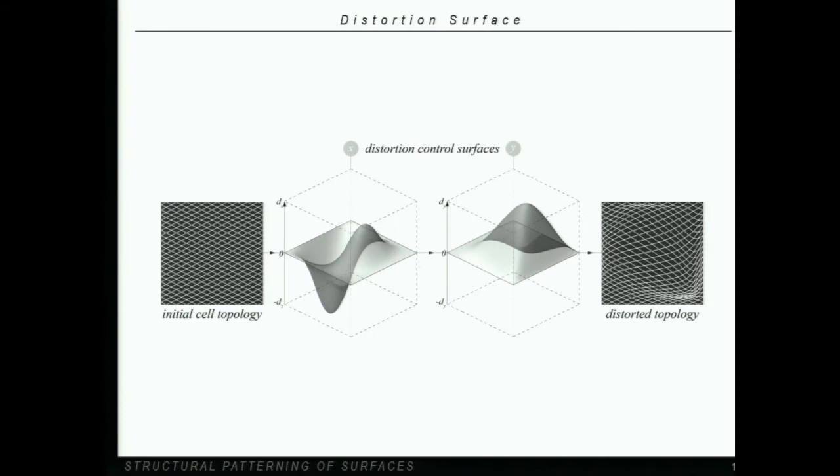In addition to scaling, control surfaces can also be used to distort the initial topology. Using the same strategy, an initial cell topology is distorted through the use of two control surfaces. The X and Y control surfaces move the topology points in the X and Y directions while connectivity is maintained.